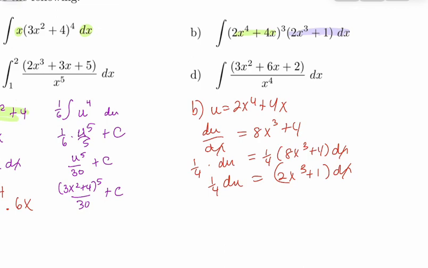Anyway, let's go ahead and do our substitution. We're going to get a u to the third. We need a 1/4 du. The antiderivative of u to the third is u to the fourth over 4 plus c. We're going to put our u back in as it originally appeared. So that's going to be 2x to the fourth plus 4x, all to the fourth, over 16 plus c.